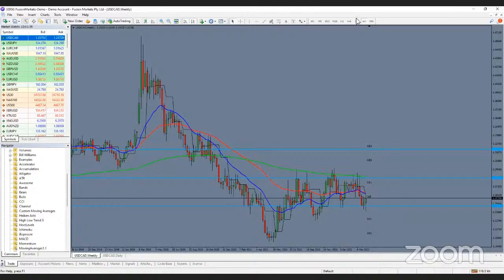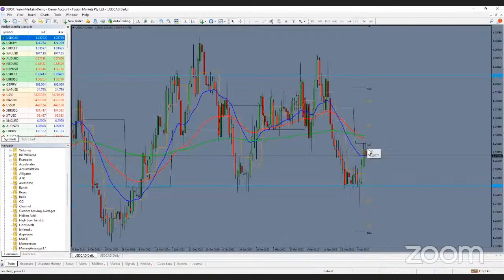But the thing that interests me on CAD is the fact that the price had not yet tested the monthly pivot for this month. And price over the last few days has come all the way up to the monthly pivot and is now testing that monthly pivot. So that, in addition to the fact that overall the flow of this market is downwards at the moment, I am looking at dollar CAD to the downside.